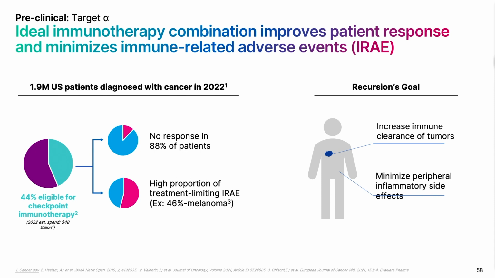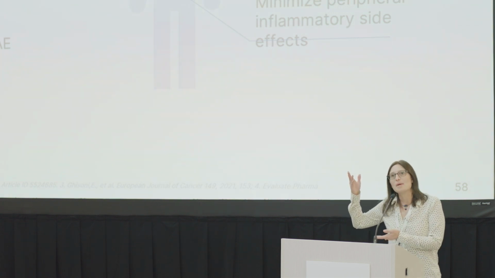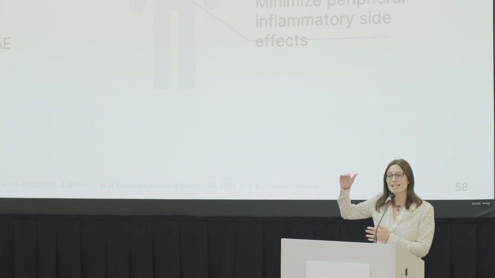We know that of those who could potentially respond, a large percentage of those patients have immune-related adverse events which prevent them from actually being able to take the drug that could be effective for them. And so at Recursion, we're ambitious, and our goal was not just to find another immunotherapy or another drug that could be used in combination with immunotherapy, but to find a drug that could both increase the number of patients that would respond to immunotherapy drugs, and also minimize those peripheral side effects. And I think we might have something.